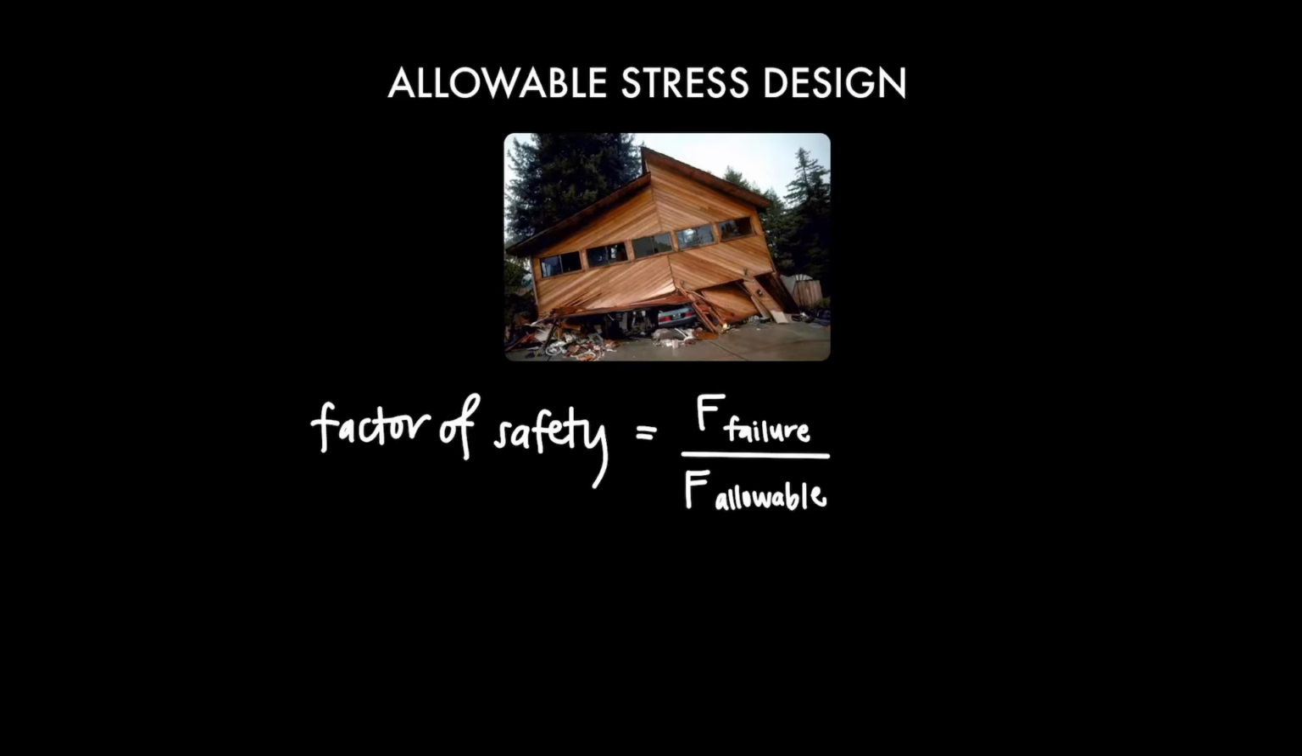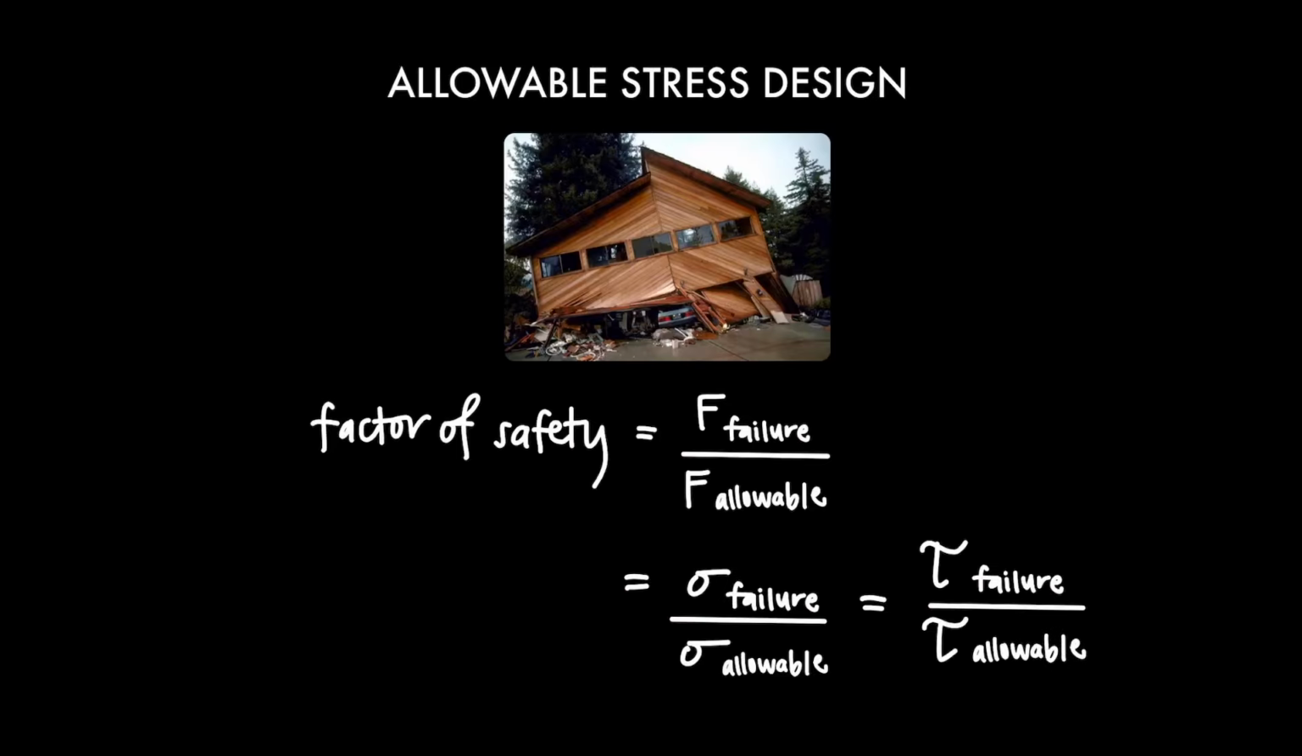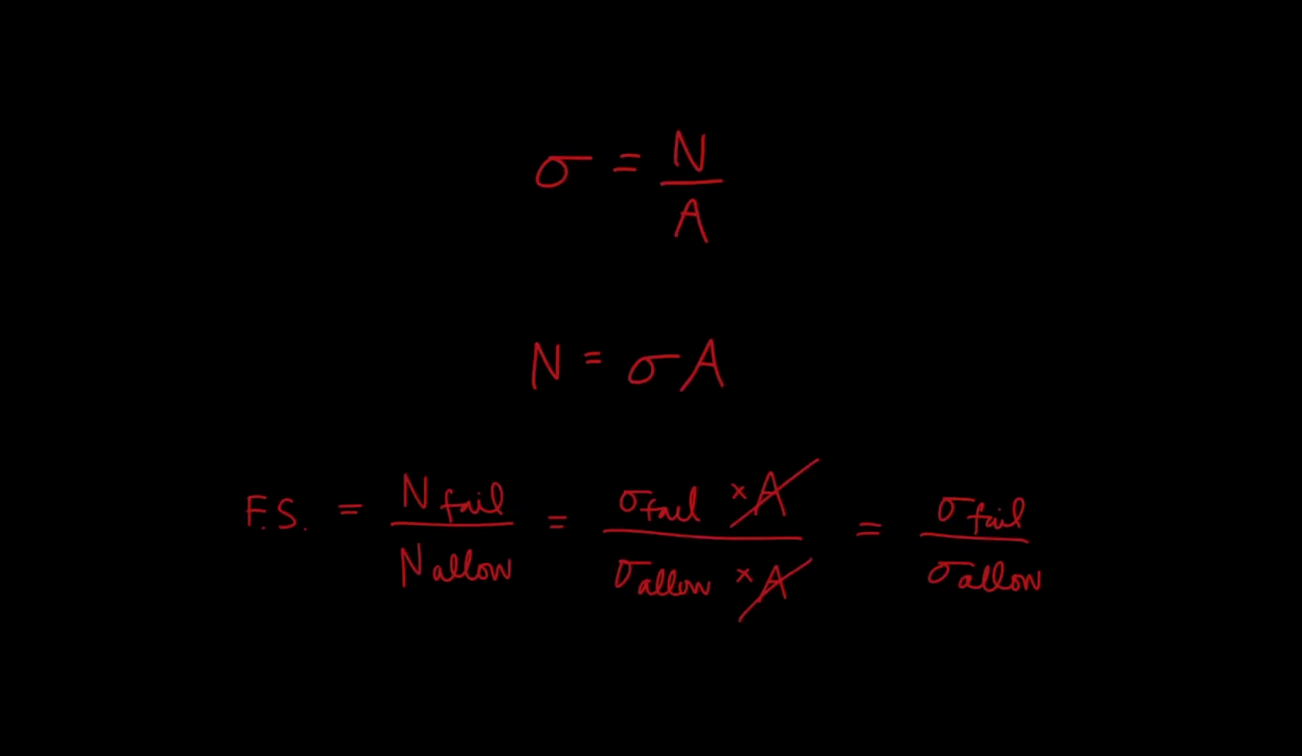The formula for the factor of safety is failure load over allowable load. We can also write it as failure normal or shear stress over allowable normal or shear stress. We can do that because if we rearrange the average normal and shear stress formulas, we get force equals stress times area. Over here, I used the example of only normal stress, so we'll go ahead and just use sigma and the normal force. Since the areas cancel out, we can replace the failure and allowable loads with their corresponding stresses.